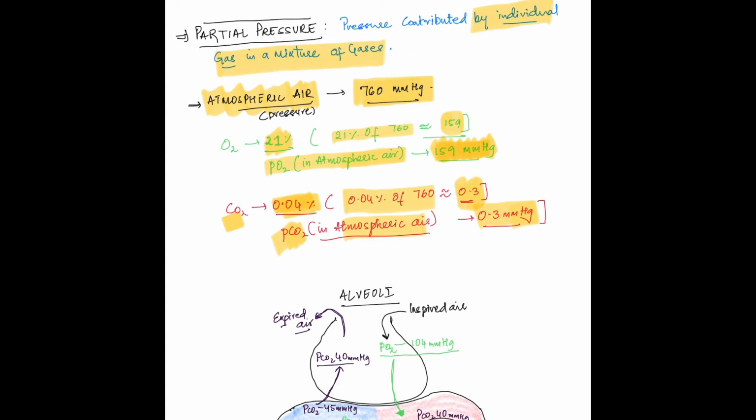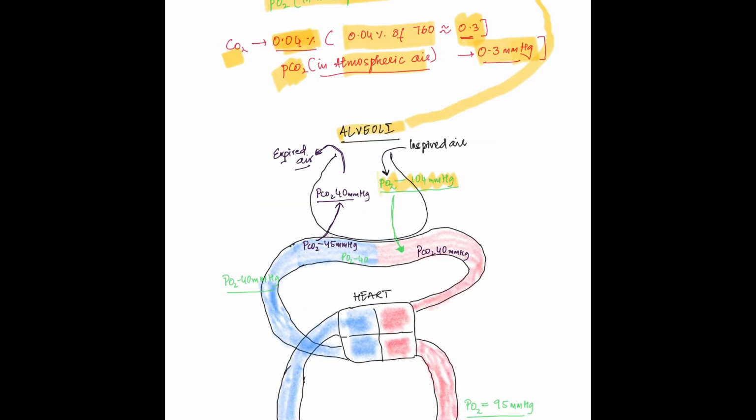Also, at the level of the alveoli, oxygen is continuously diffusing out of the alveoli into the alveolar capillaries. Therefore, PO2 in the alveoli is lower than the PO2 in the atmospheric air. It is about 104 millimeters of mercury in the alveoli. So to recap, oxygen has reached the alveoli and PO2 in alveoli is 104 mmHg.